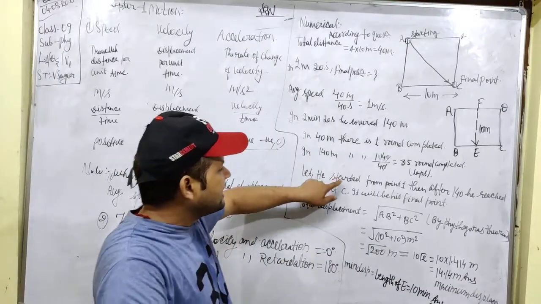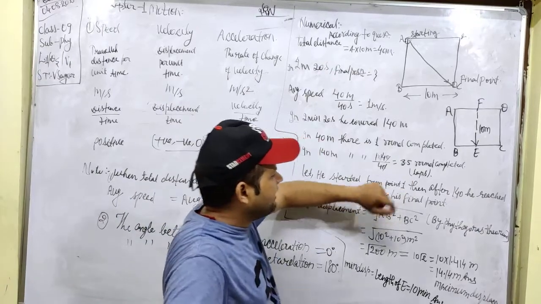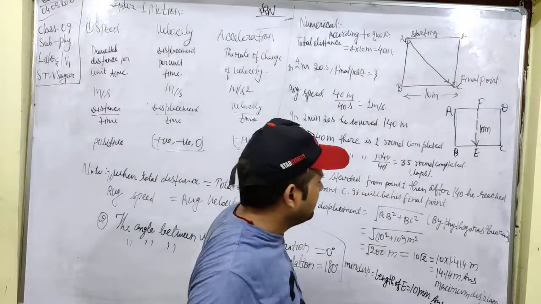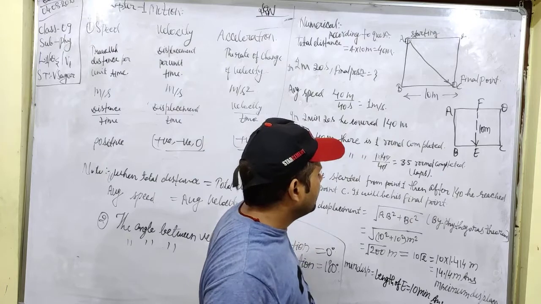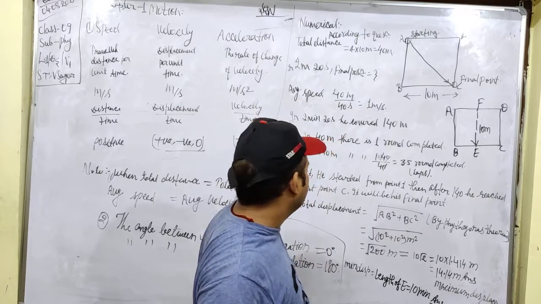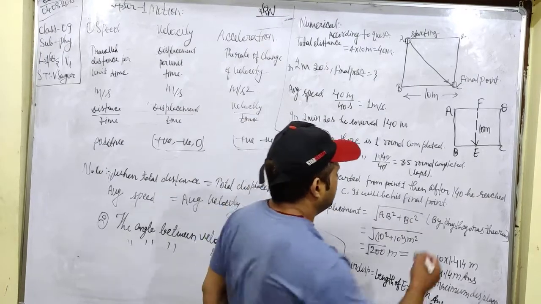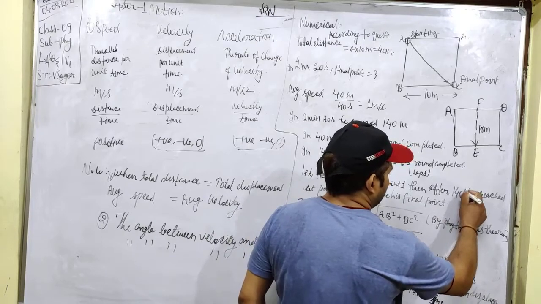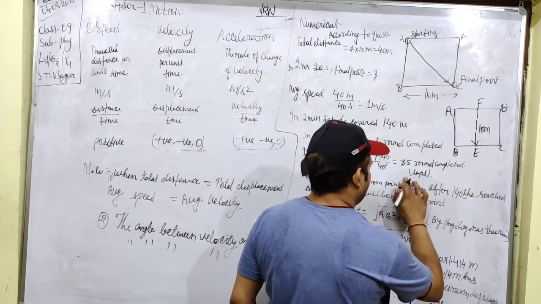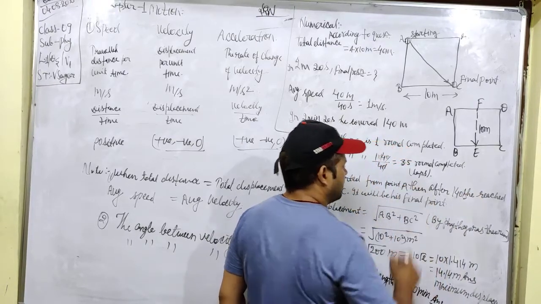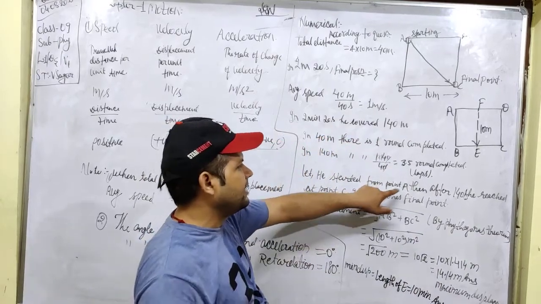So he has started from point A, and after 140 meters he reached the point C. He started from point A.